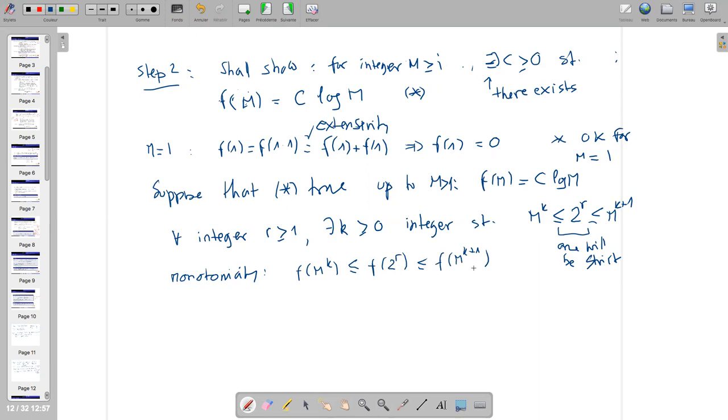And now I have already shown that this will be k times f of m, so less than r f of 2, less than k plus 1 times f of m. In other words, I have shown that k over r is less than f of 2 over f of m, which is less than k plus 1 over r. So I can divide here because m, I have supposed to be strictly bigger than 1, and since f is strictly increasing, f of m will be non-zero, so I can divide. Is it clear?